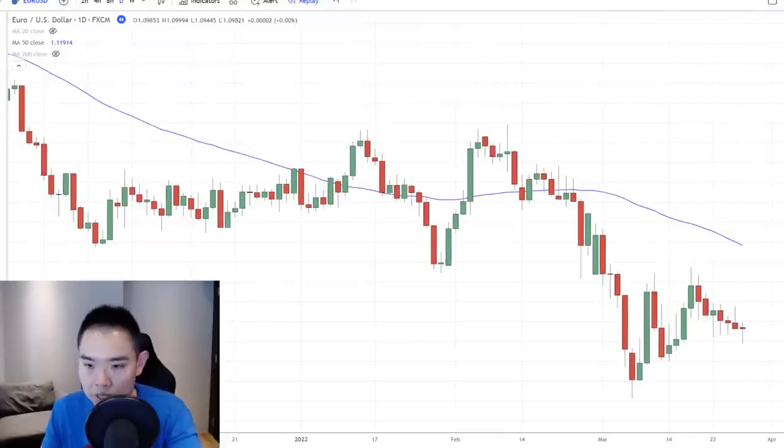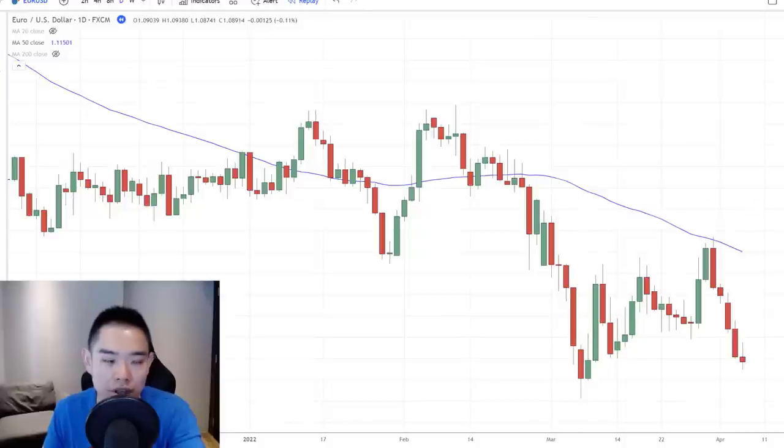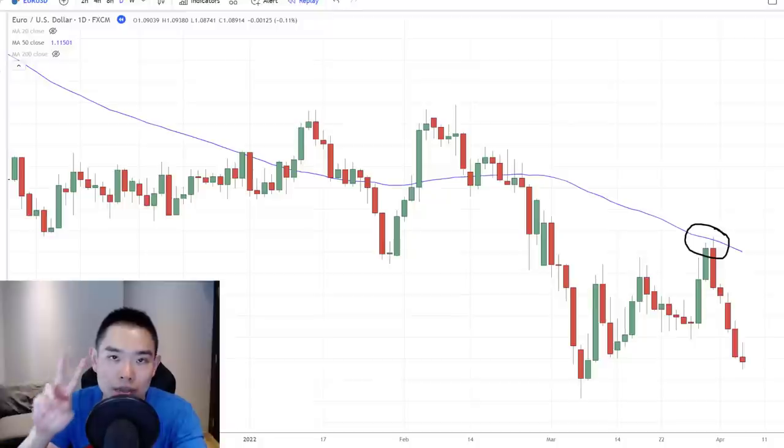Let's see what happens. In this case, the market goes up and pretty much bounces off the 50 period moving average. So this is one test over here. Okay, so we're looking for at least two tests for the market to confirm and tell us that it's respecting this moving average. I don't know what the reason is.